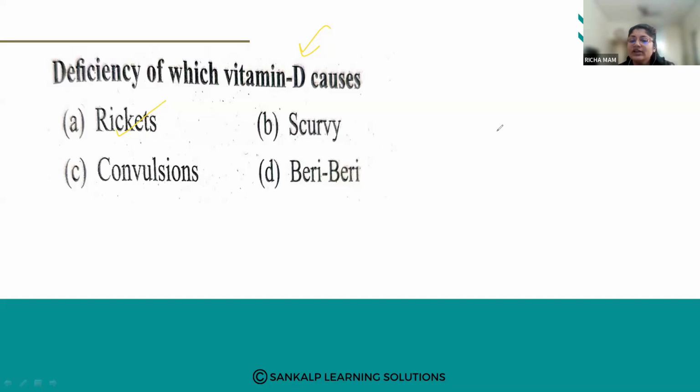If the child is not getting enough vitamin D, then the child may undergo the bone disease, that is rickets. The bones will not be strong, they will be soft, and some other diseases may also be caused. Because of that, you have to take more vitamin D in the supplement, so that calcium is taken in the proper diet and your bones get stronger. So option A, deficiency of vitamin D causes rickets. Let us go for the next question.